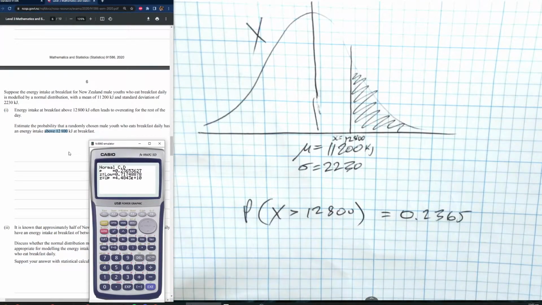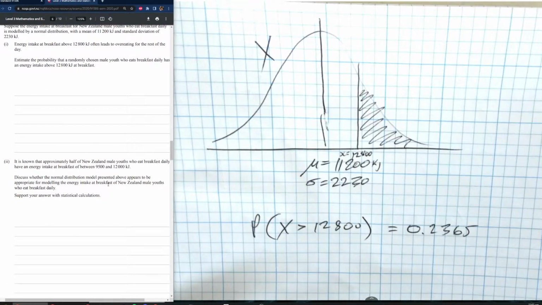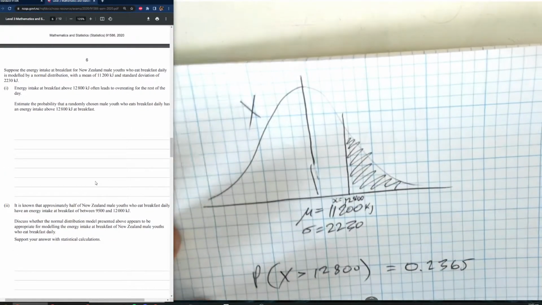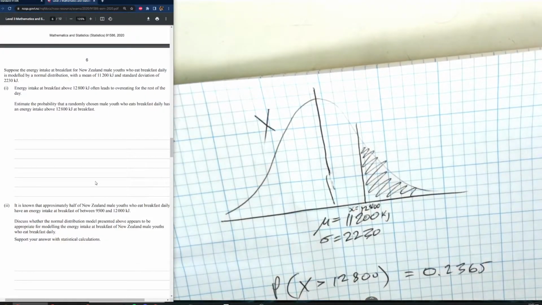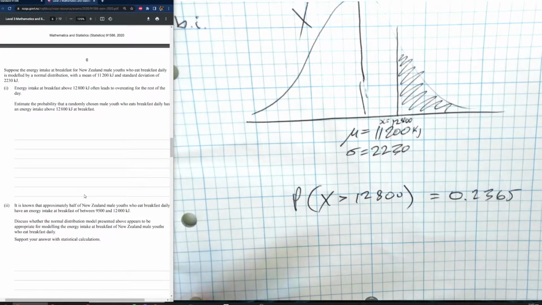I don't think you guys need me to explain much more about that one. It's a fairly straightforward question. If you're stuck on that, you should be practicing your other stuff, I think, before you even jump into the exam. You should have learned this in year 12, really. Unless you didn't do it.